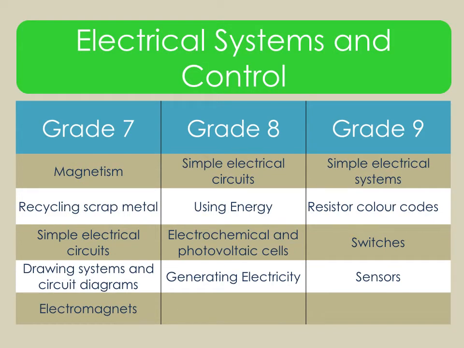Electrical systems also shows good progression from one year to the next. Grade 7, magnetism, your simple circuits, your drawing systems. Then we look at grade 8, where we look at the using of energy, generating electricity, and then in grade 9, building on that, looking at simple electrical systems, switches, sensors, and so on. So you'll see again how it builds up. And it's important for us as teachers to remember what the learners have learned the year before. Some of them might not have remembered the things from the year before, but of course, the more practical we make it, the more enjoyable it will be.